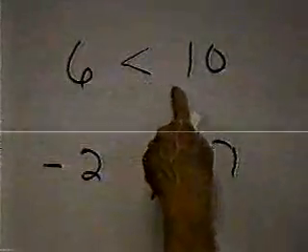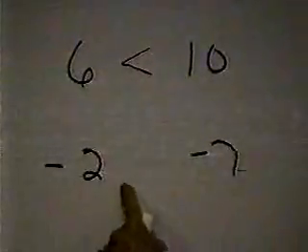Now again, the point of this is the smaller of the two. So you can read this as 6 is less than 10, or you can read it 10 is greater than 6. Well, looking at the number line, which one of these is the largest, or which one's to the furthest right? And a minus 2 is greater than a minus 7.